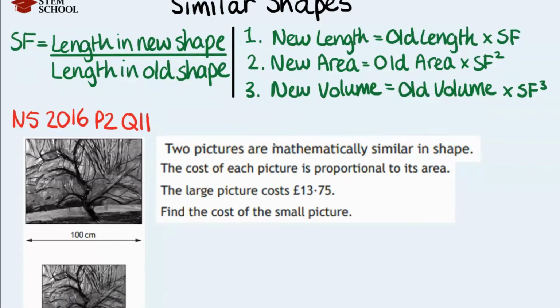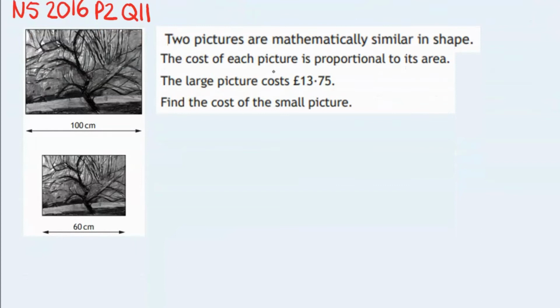Alright, so we'll have a go at some exam questions then. So let's see what this first question is saying. So what we have is two pictures that are mathematically similar in shape. So a word of advice, whenever you see a diagram where you're comparing two of the same shape and you also see the wording mathematically similar, that's indicating that you're going to be using the similar shapes topic, okay? So that means the scale factor formula will be in your head immediately and the three other equations will be in your head as well.